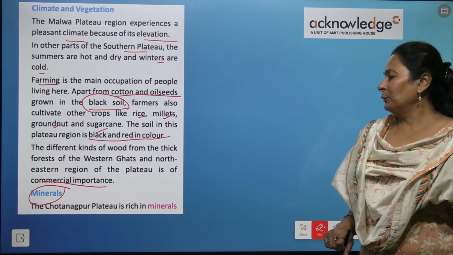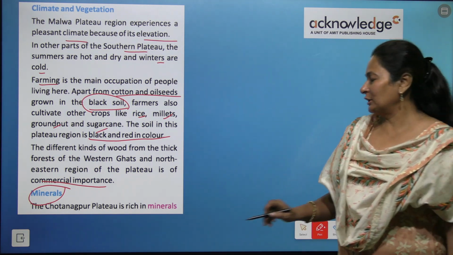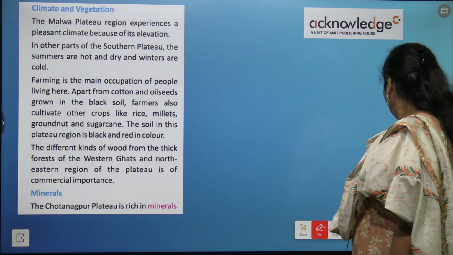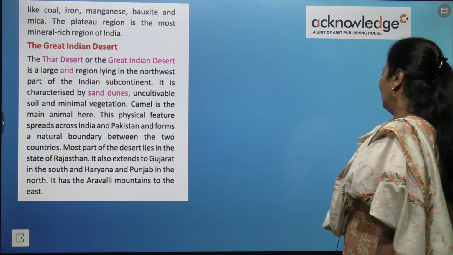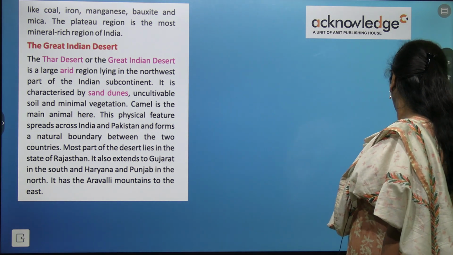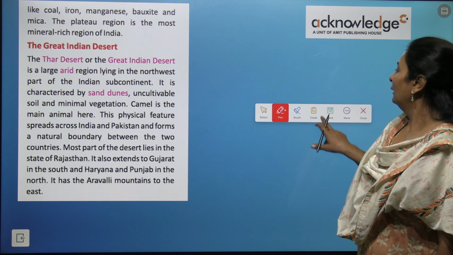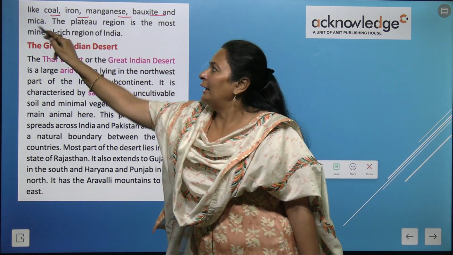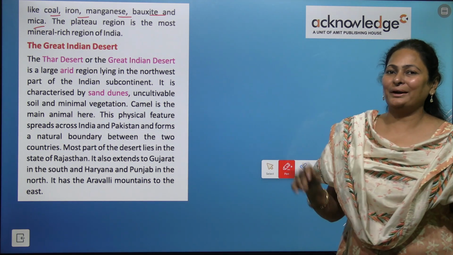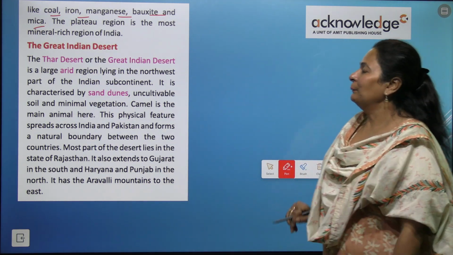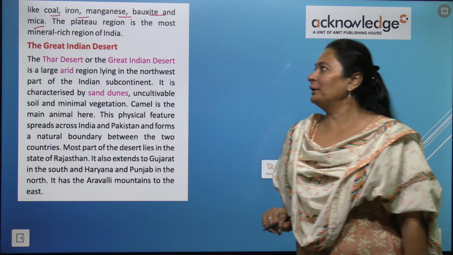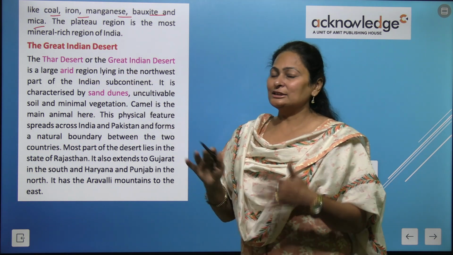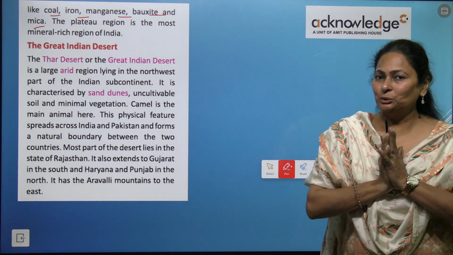The Chota Nagpur Plateau is rich in minerals. This part of India is rich in minerals like coal, iron, manganese, bauxite and mica, which are present in abundance. The plateau region is the most mineral rich region of India. That's all for the Southern Plateau part, right?